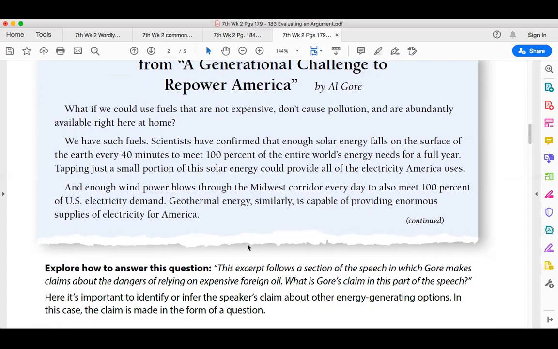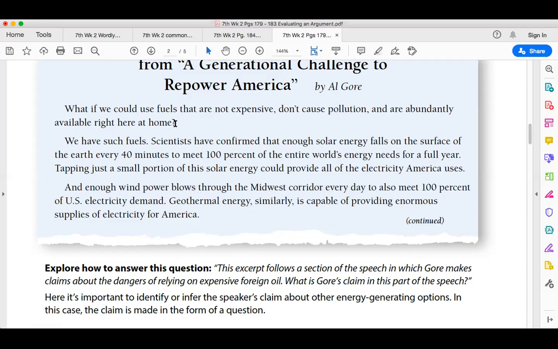And I'm going to do what is called the think aloud to be able to answer this question. So here I go. My think aloud. I know that a claim is a statement the speaker believes is true. I will reread to look for this statement. And while rereading, I'll look in the very first sentence. I see that Al Gore makes a claim in the form of a question.